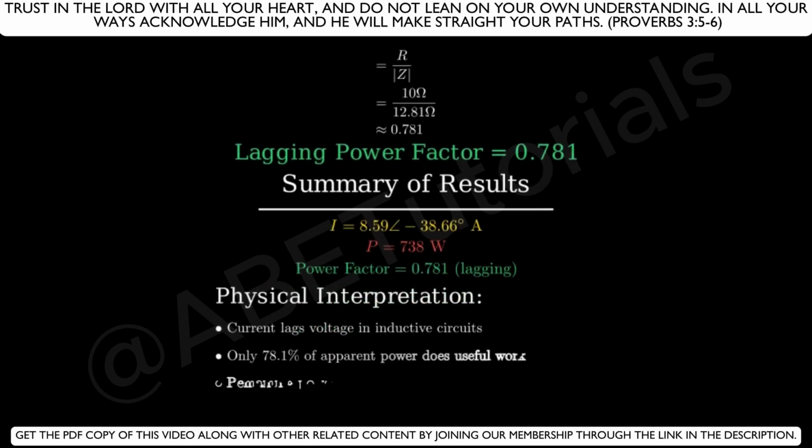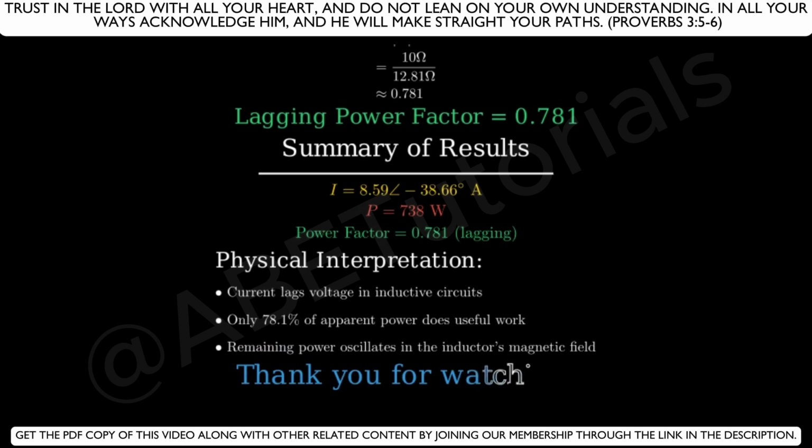The physical meaning of these results is that in our inductive circuit, the current lags behind the voltage, and only 78.1% of the apparent power is actually used to do useful work. The rest is stored and released in the magnetic field of the inductor.